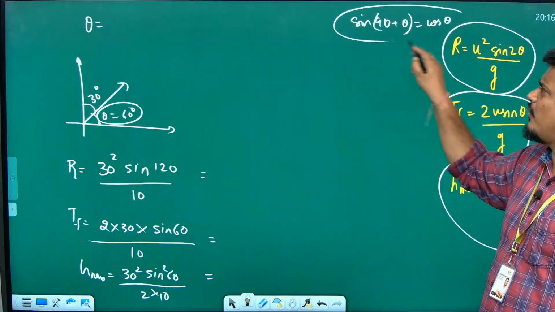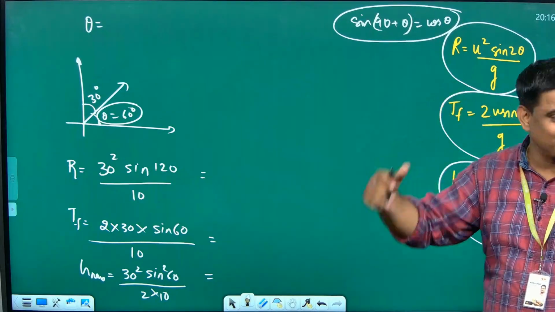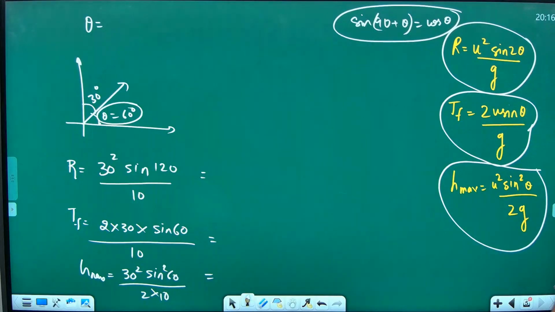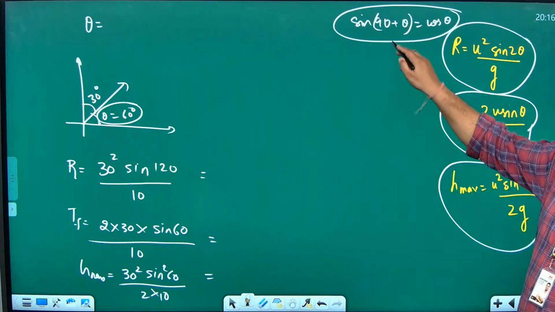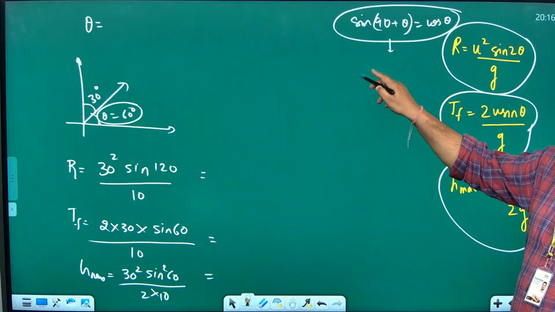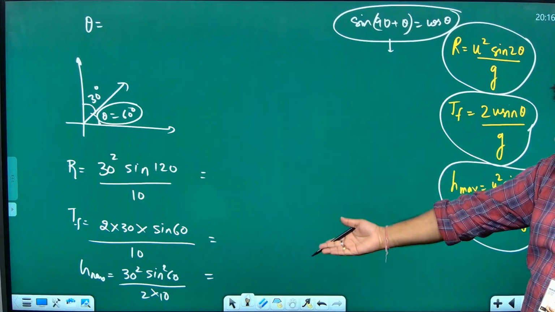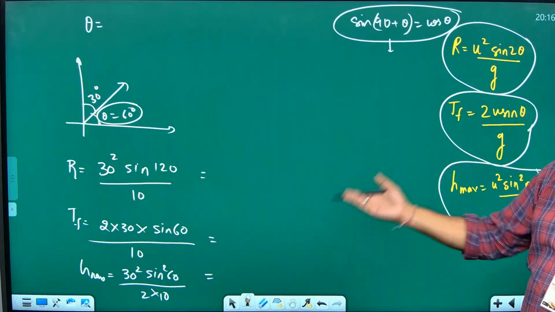These things came in math or not? Came already in math. What explanation you need? Put in the formula, get the answer.